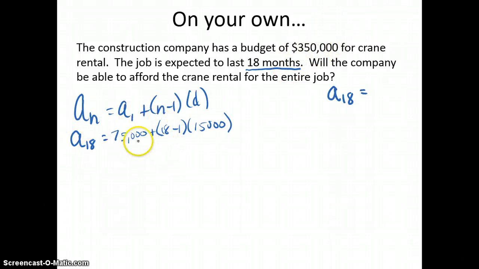So all I've done here is try to find the 18th position, and when I multiply this out and figure it up, and again I'm skipping a few steps here, I end up getting that it's going to cost 330,000 to rent this for 18 months. So comparing that to 350,000, they do have enough money, and I do want to show that because that's what the question's asking me.